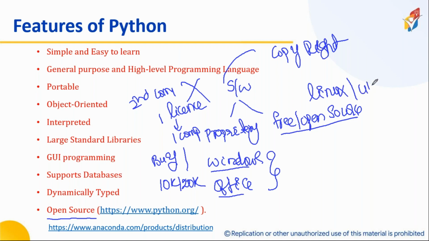Now, if you look at free and open source software like Linux or Ubuntu or OpenOffice or LibreOffice, they are free. No need to buy.